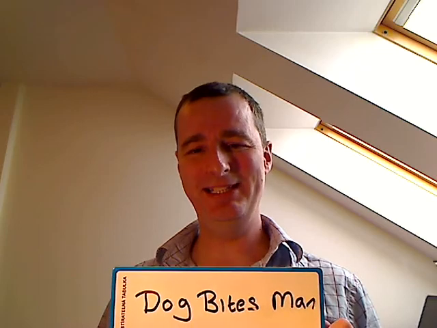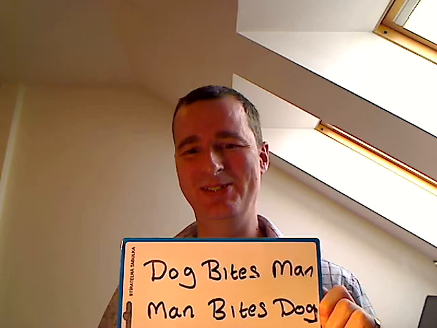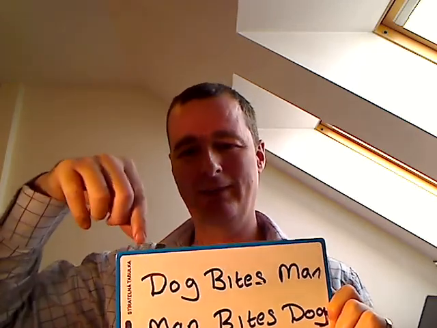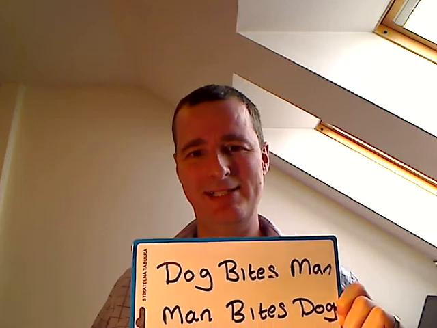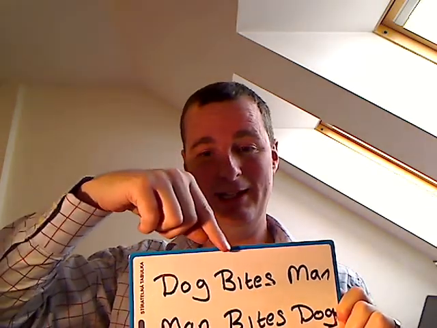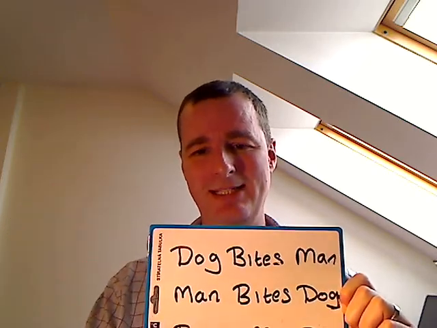Hello. Have you ever heard this phrase from journalists? Dog bites man isn't news, but man bites dog is news. It's funny, but what it tells us is that in English, the position of a word tells us the role it's playing. So we know here that it's the dog that's doing the biting to the man, whereas in the other one, the man is doing the biting to the dog.